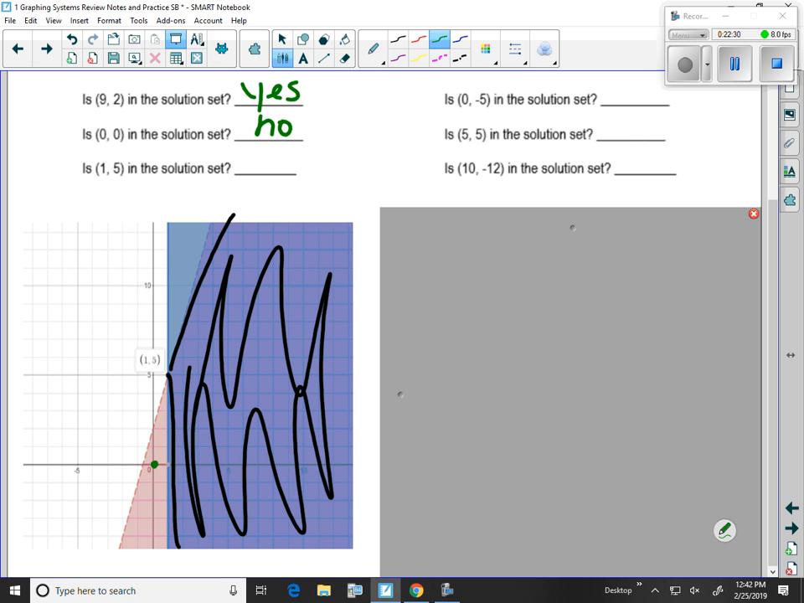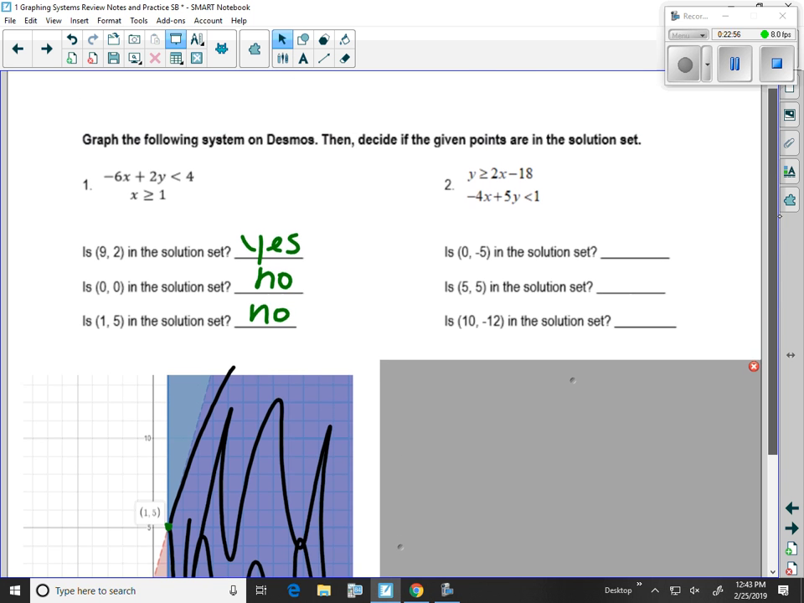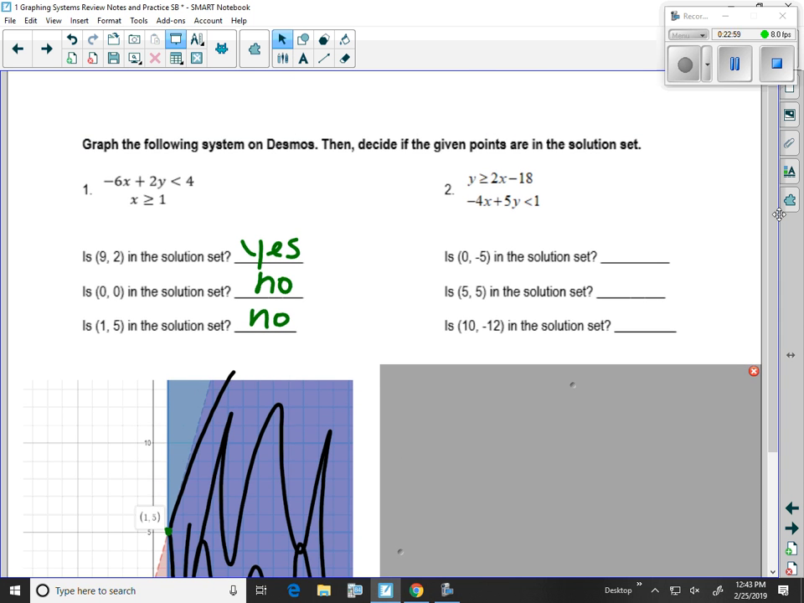What about 1, 5? Okay, so right here. But no, because it's possible, but it's not definite. Both of them would have to be solid lines, right? Because this one's dotted, this is not in both. This does not satisfy both equations. Okay? So remember, both of those would have to be solid. Okay, our next one. We'll go ahead and put number 2 into Desmos.